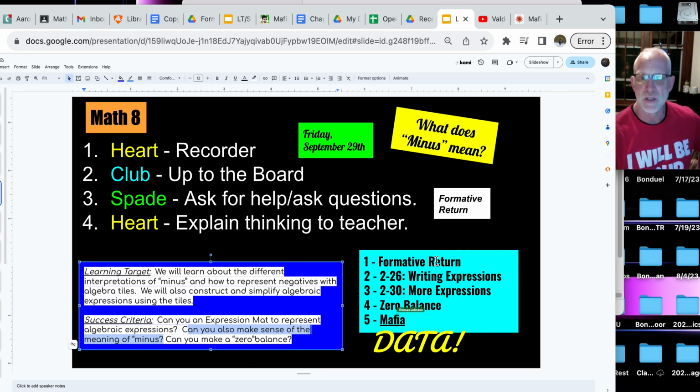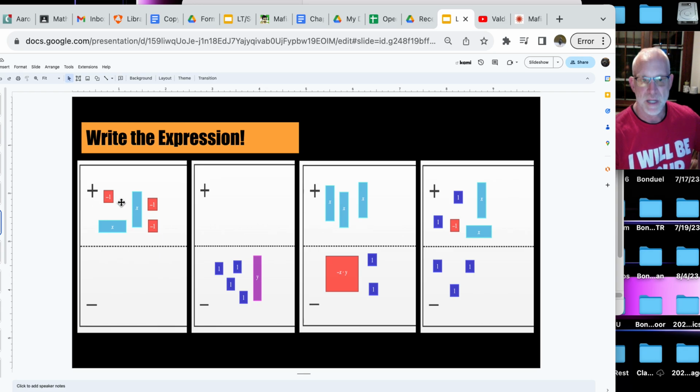Some of the expressions that we looked at, we said we want to come up with three ways as a class to write this equation. So we could say this is 2x minus 3. Or we could move these x's down here and say that's opposite or negative 2x subtract 3. Or we could move them all down and say that's opposite negative x plus 3. That's three ways to say that sentence.